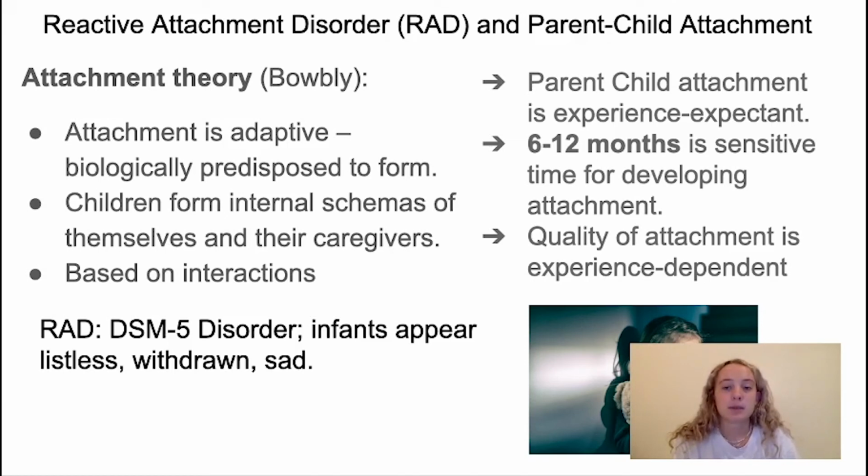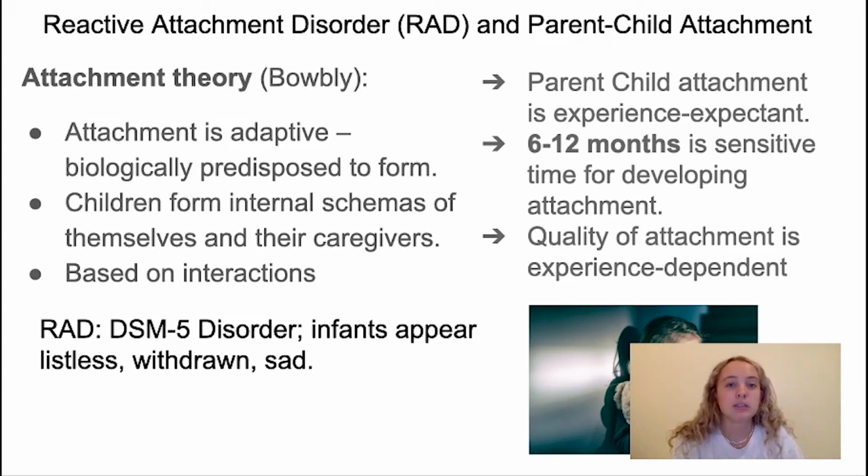Before age of 6 months, children don't have much of a preference for their caregiver, but once they reach that age, they show more stranger anxiety and attachment behaviors. This differs from the quality of attachment, which is experience dependent. So this is unique to each caregiver-infant pair based on the quality of their interactions, whereas parent-child attachment is something that happens with everyone in the human species.